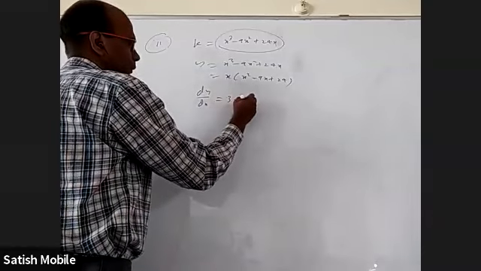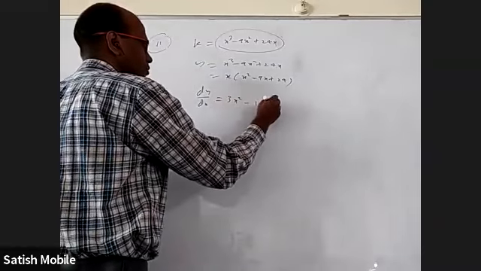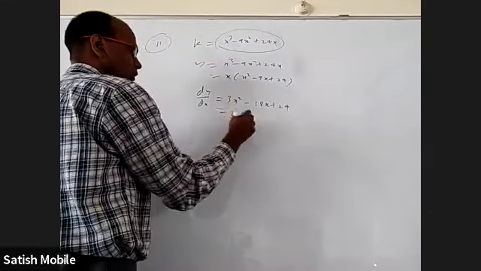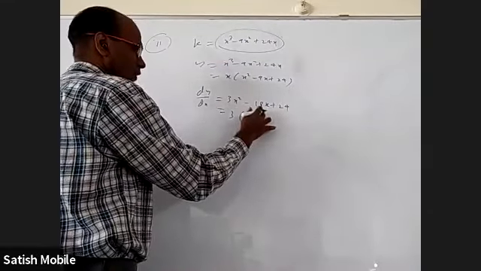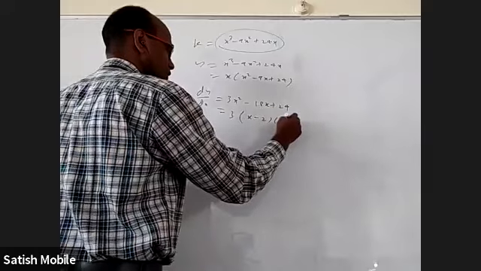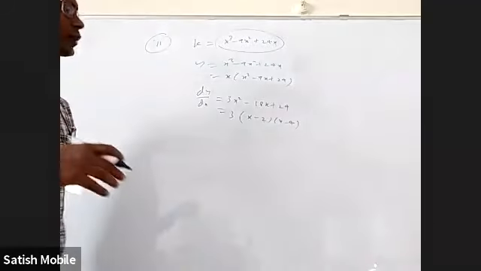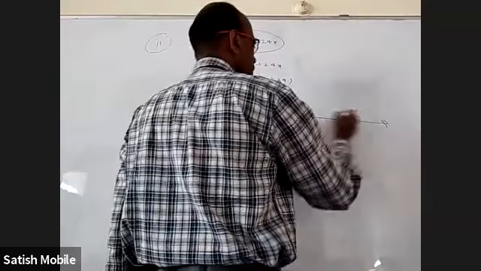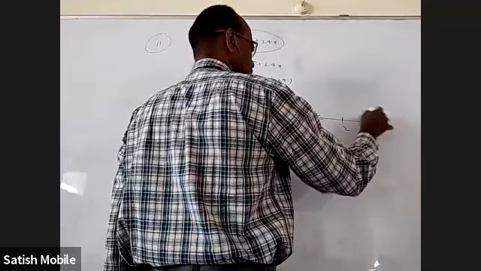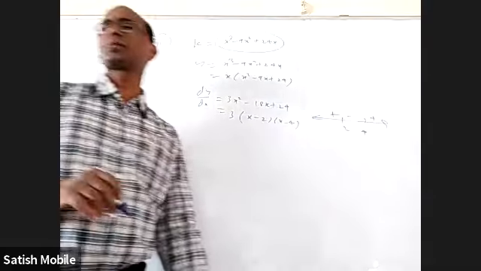3x square minus 18x plus 24. If I take 3 common, x square minus 6x plus 8, this is x minus 2 into x minus 4. So at 2 and 4, it will have local minima and local maxima. Positive, negative, positive. At 2 local maxima, at 4 local minima.